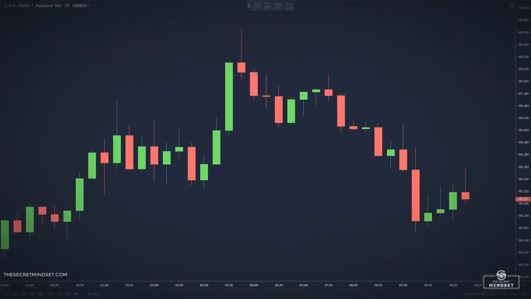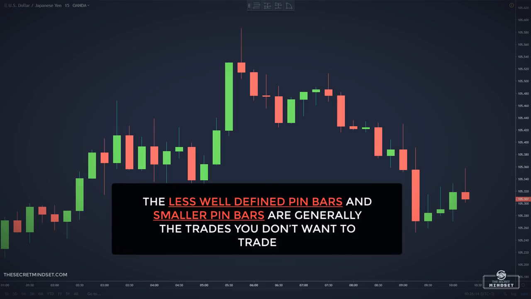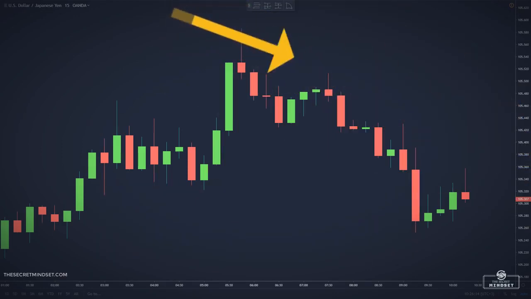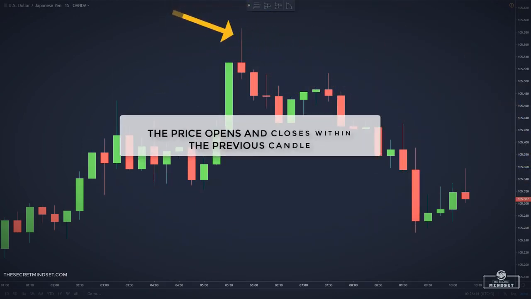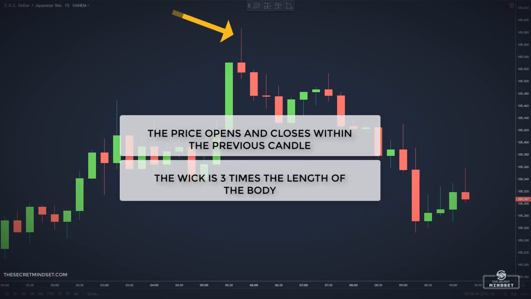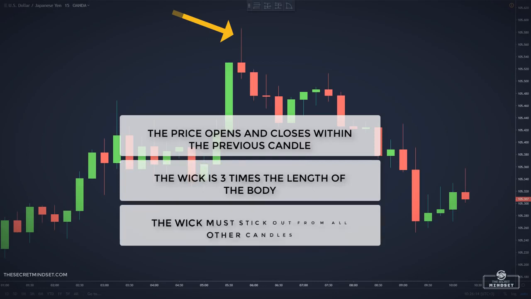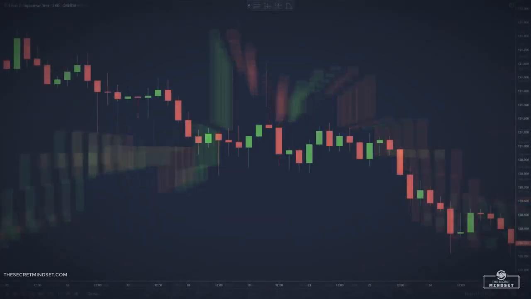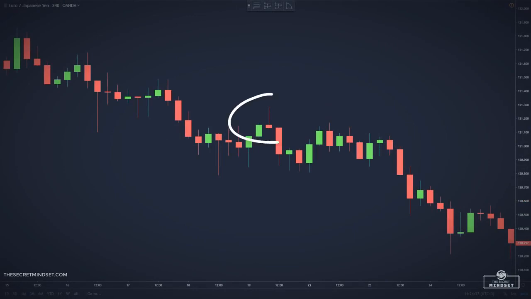Here's the common mistake among traders. They don't know how to correctly identify pin bars. The less well-defined pin bars and smaller pin bars are generally the trades you don't want to be trading. The rules for a pin bar are straightforward. The price opens and closes within the previous candle. The wick should be 3 times the length of the body, and the wick itself must stick out from all candles. Here are a few examples of valid pin bars.